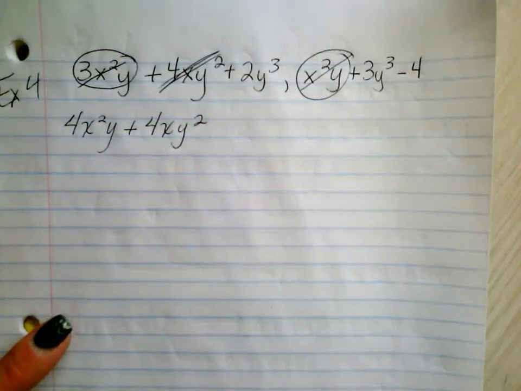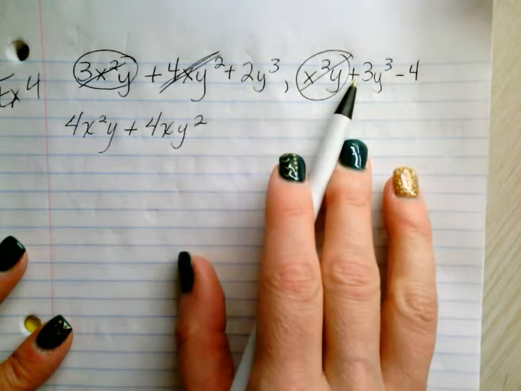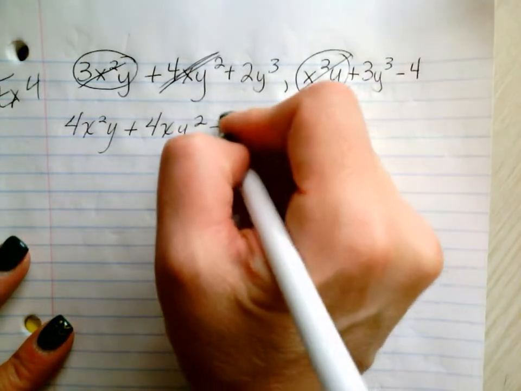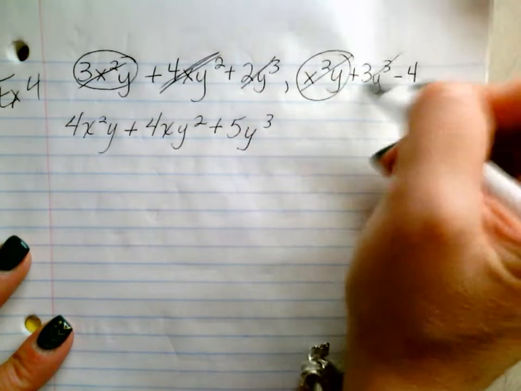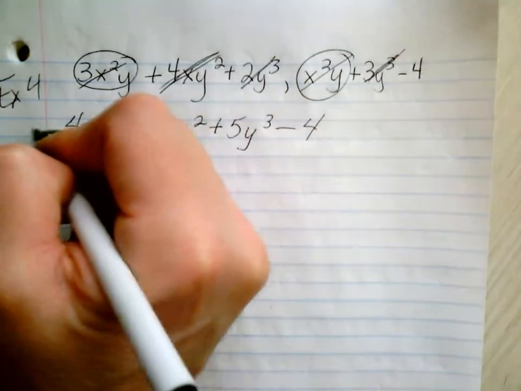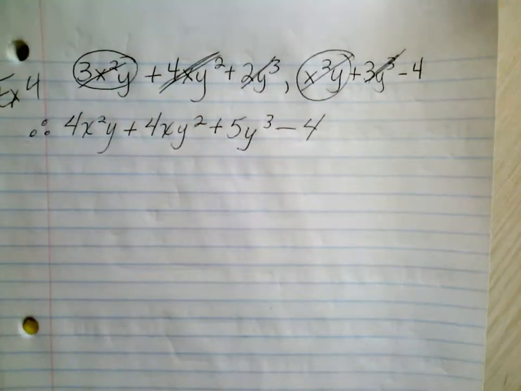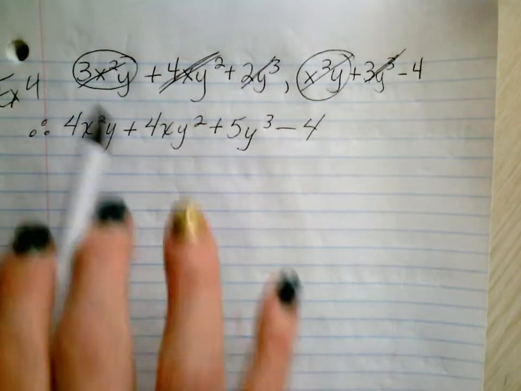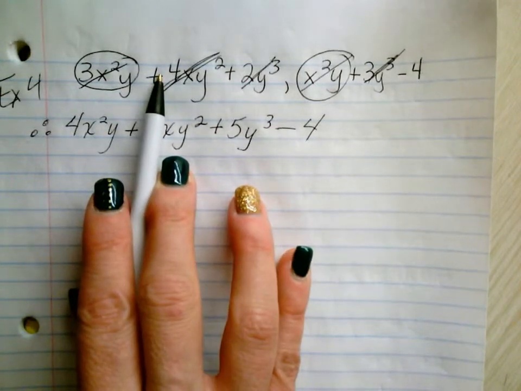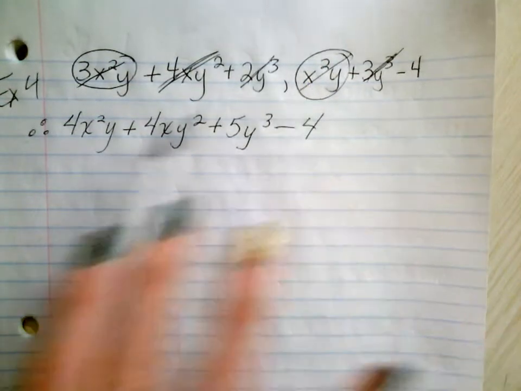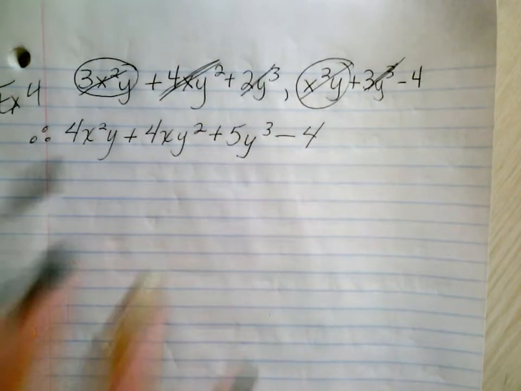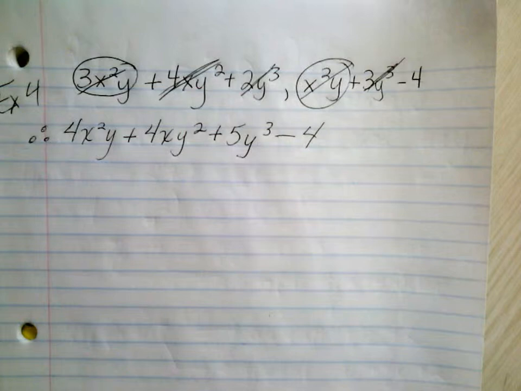Cross it off. Can we combine our y cubes? Yes. And our negative 4 stands alone. There's your combination. Looking at negatives and positives, obviously if this was a negative, we would have put a negative. If this was a positive 3 and this was a negative 1, that would have been a 2 instead of a 4. In example 2, they show you how you can line it up and add up and down.